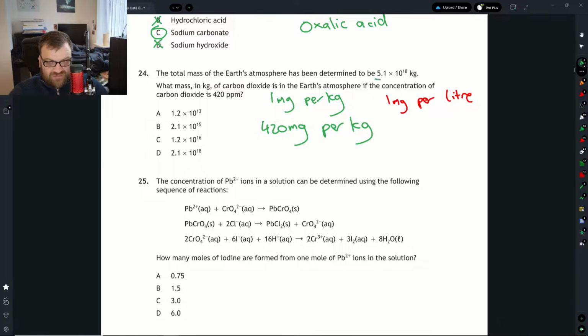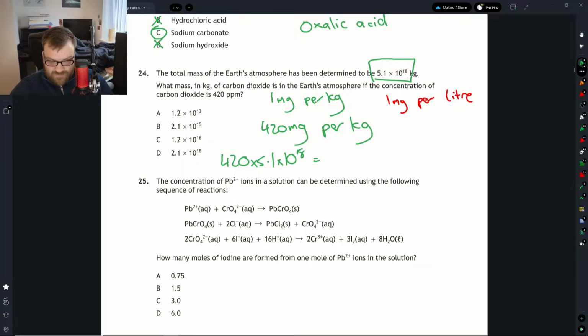And we have got 5.1 times 10 to the power of 18 kilograms. So all we have to do, we've got that many times more kilograms, so we're going to have that many times more milligrams. That gives you 2.142 times 10 to 21 milligrams.